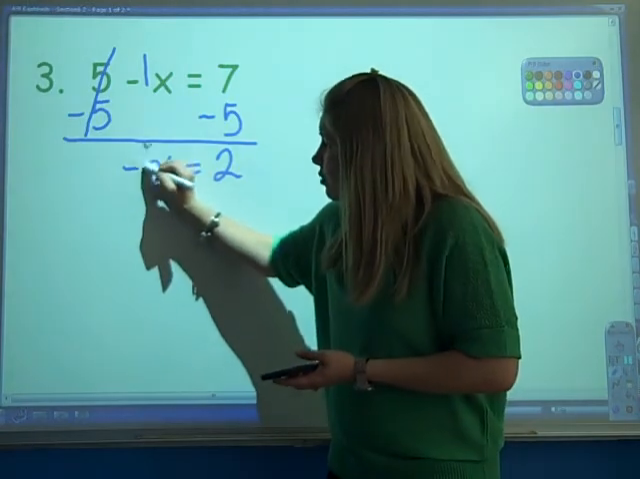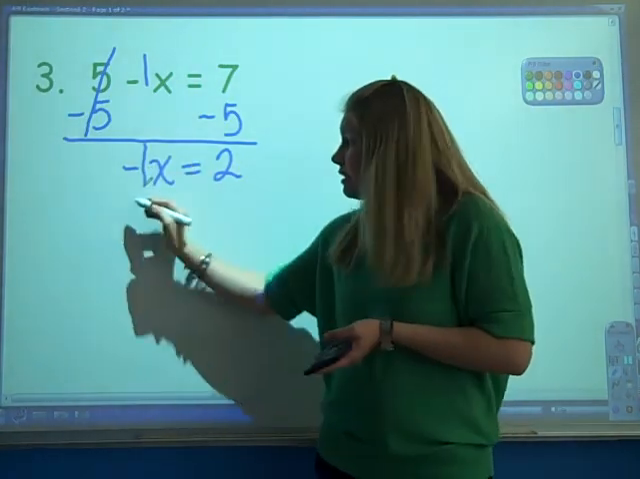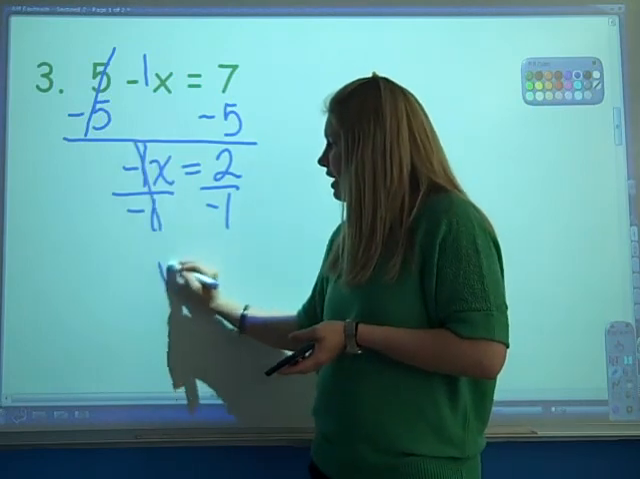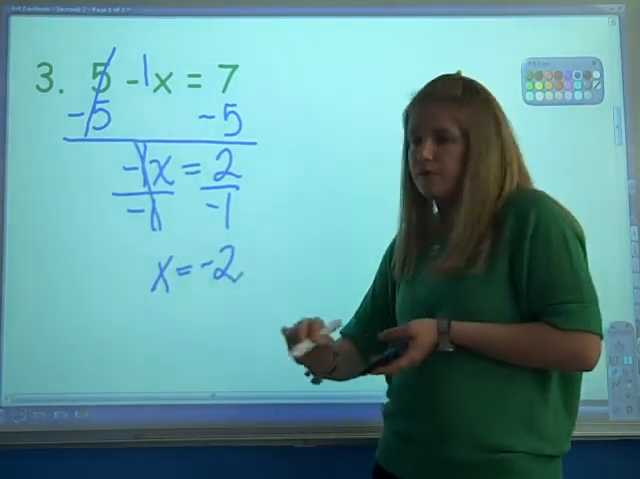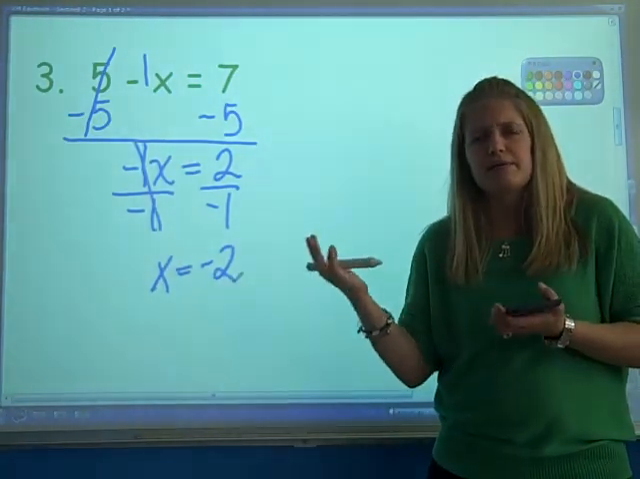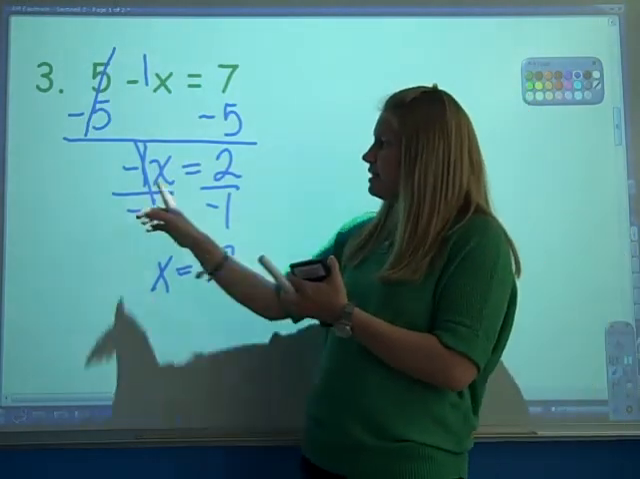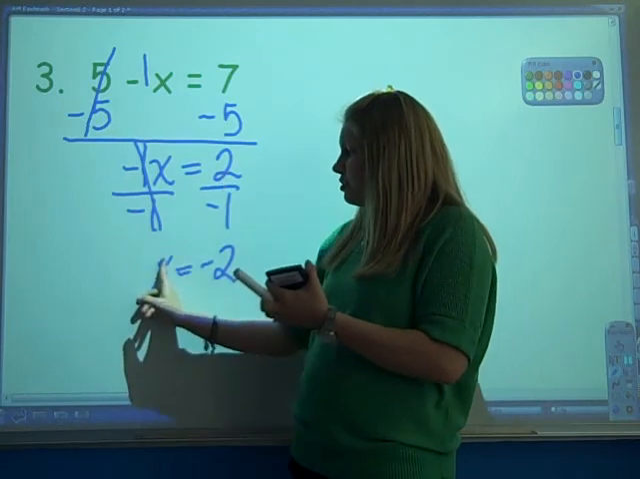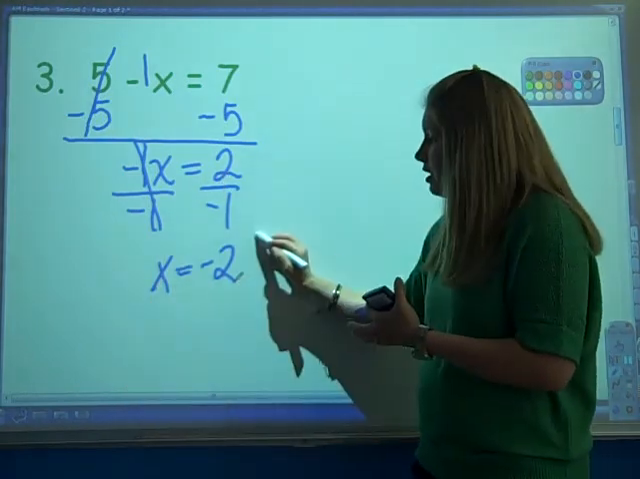Another way, if you want to think that there's a negative 1 there, divide both sides by negative 1 to get rid of it. You'll get x equals negative 2. Same as thinking about it by thinking about what this sign means. Negative x, opposite of x equals 2. So x equals negative 2.